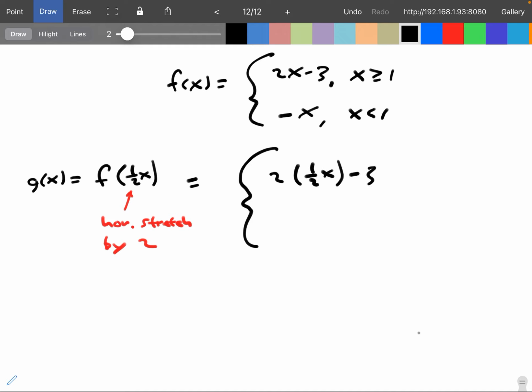So this one's going to look like, we got 2, and then we got to replace that x with 1/2 x. Oh, gotcha. Hopefully we catch it quick enough. Not this time, darn it. All right, give me a second here.